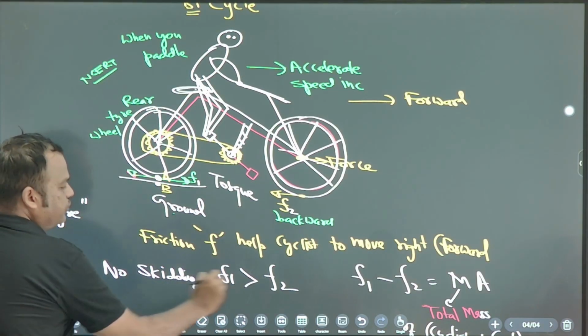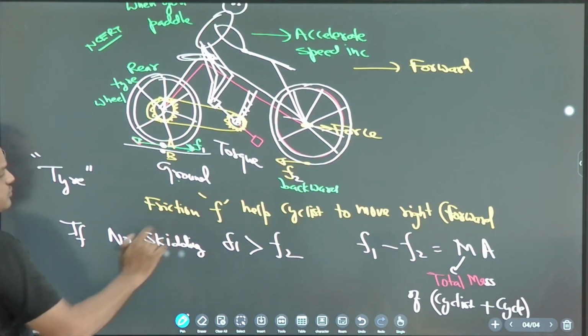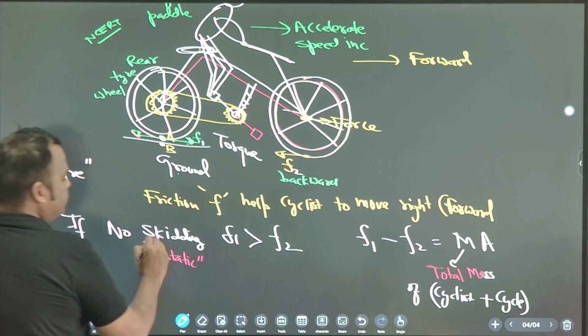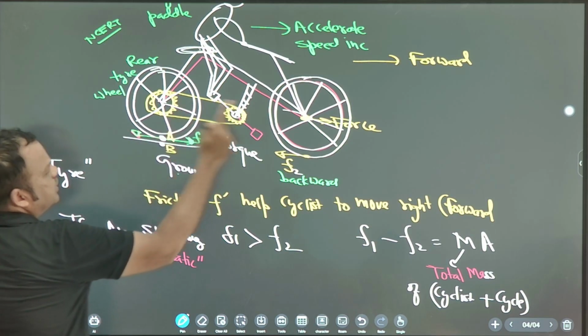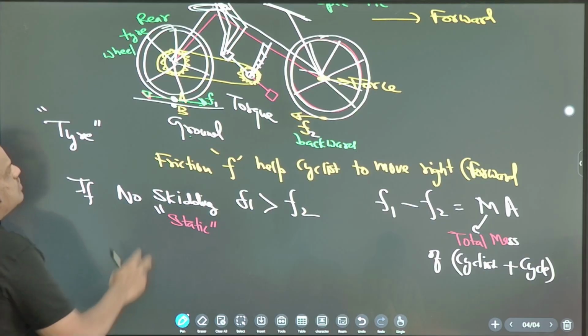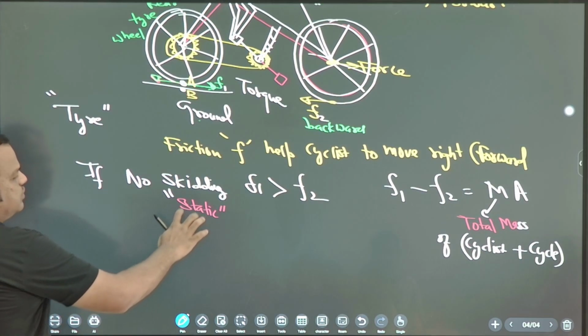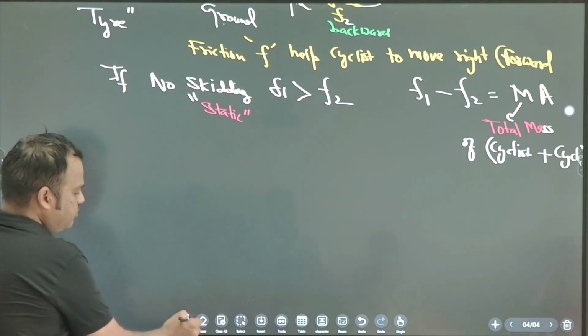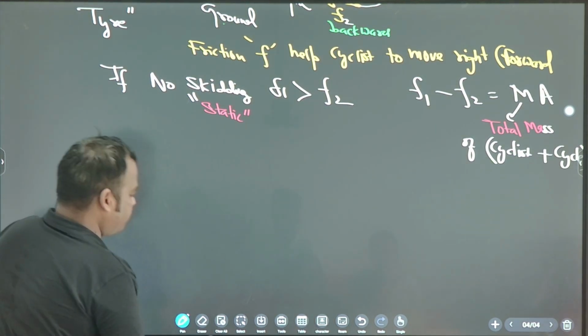So if no skidding, what type of friction? Tell me. Static friction. So friction is static, here also static friction. So the cyclist topic is over. Clear. We have discussed friction.